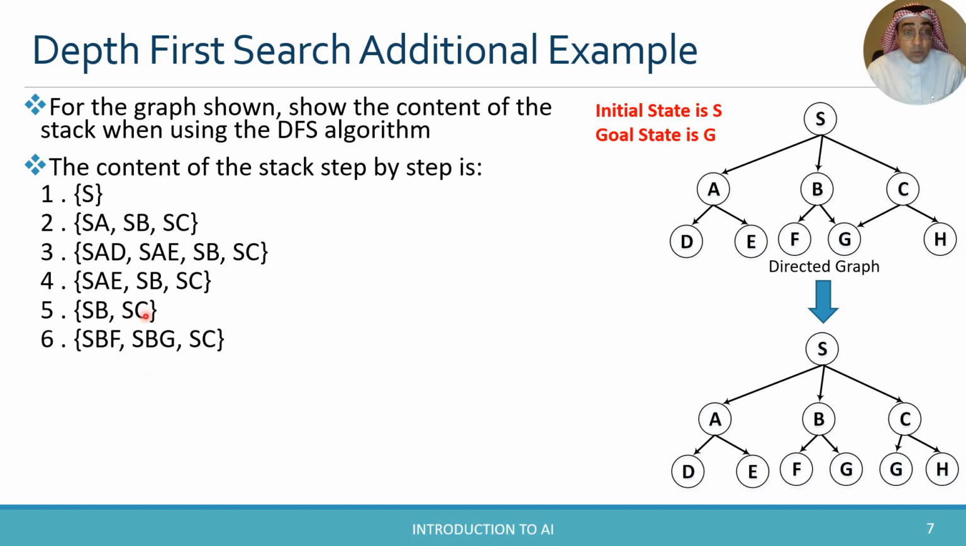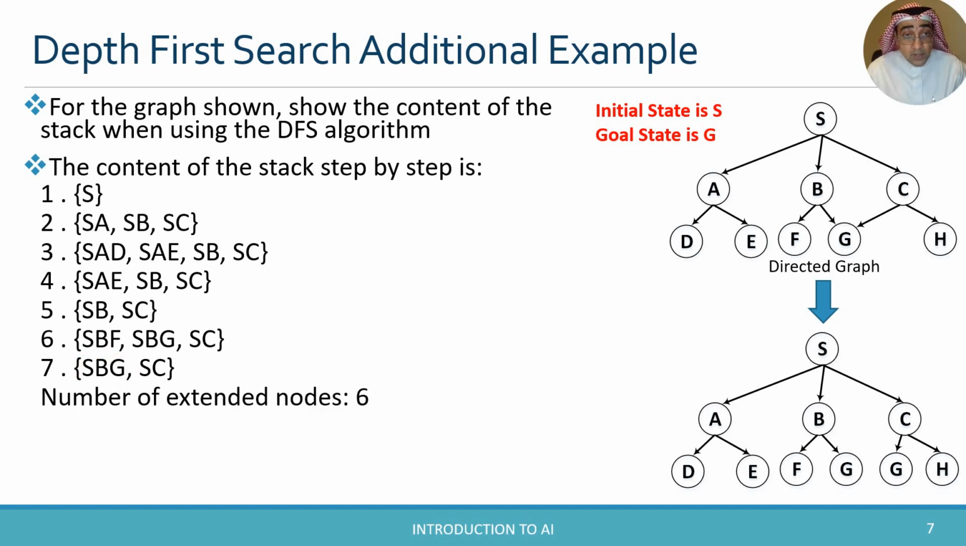Observe the lexical order here again, F before G, and then we come back and take SBF. There is no child for SBF. As you can see, F has no children. So it basically removes itself and the SBG comes into the head. And then we stop because we have reached the goal.